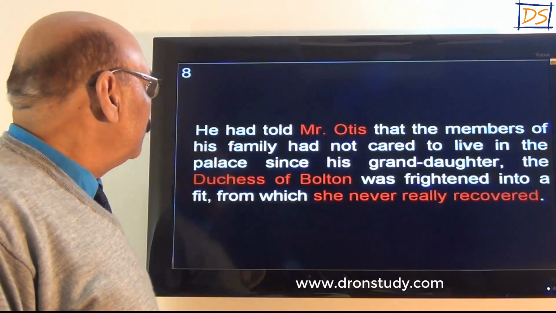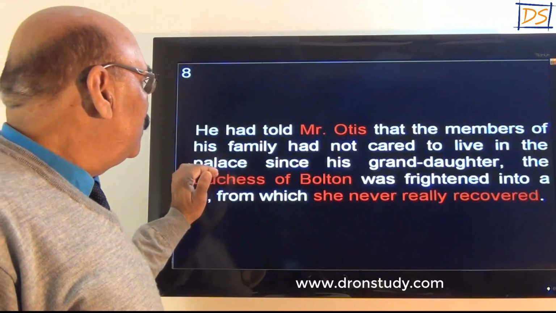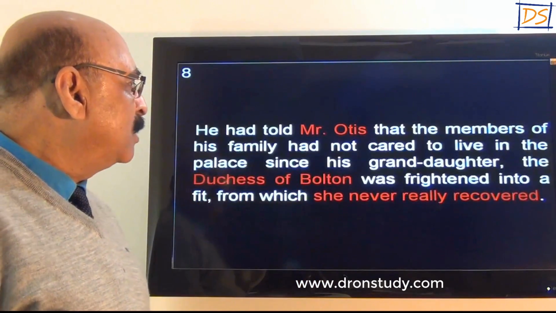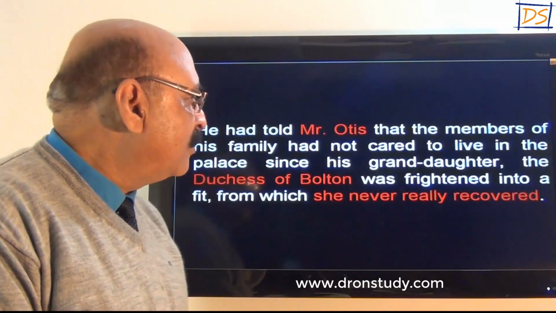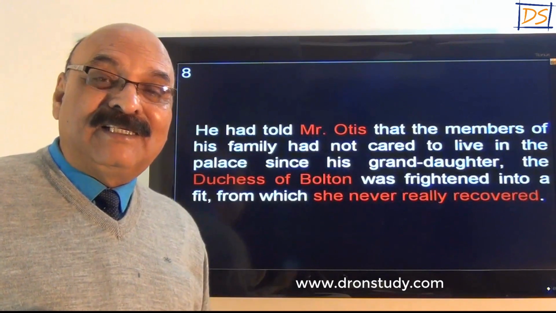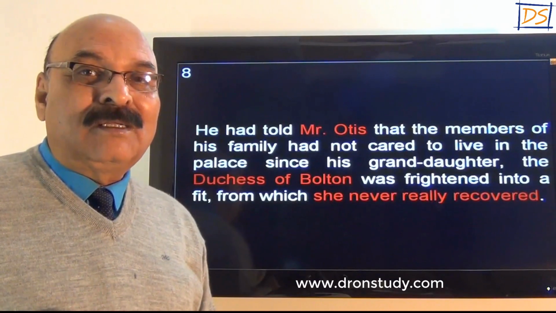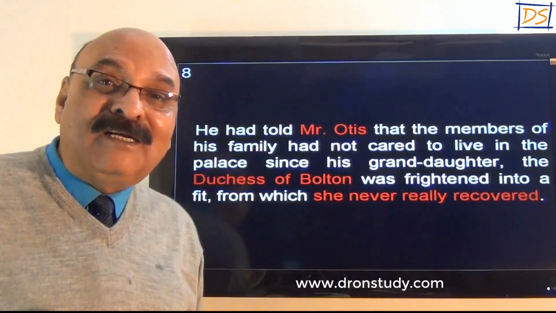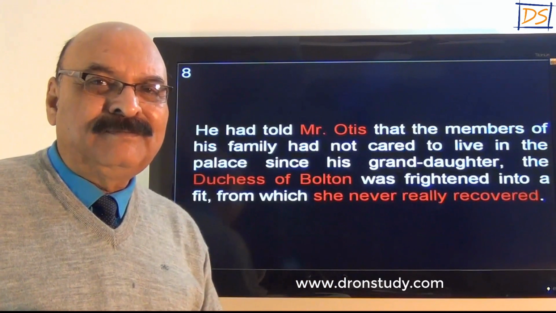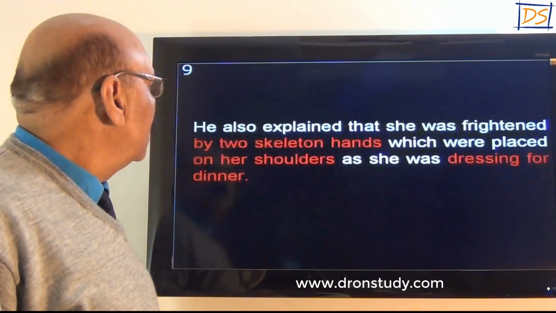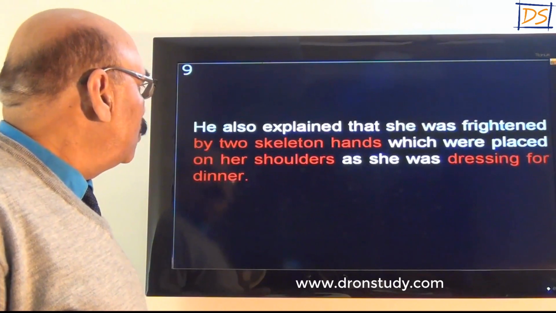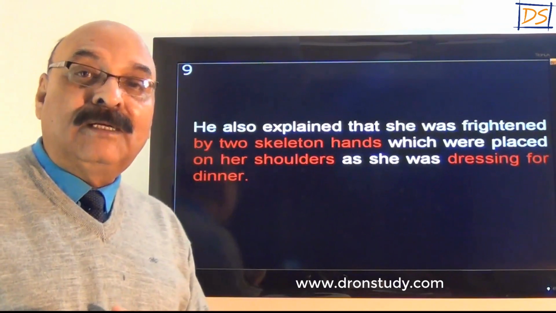He had told Mr. Otis that the members of the family had not cared to live in the place since his granddaughter, the Duchess of Bolton, was frightened into a fit from which she never really recovered. Lord Canterville told him that his family is not living in that house since the day when his granddaughter was frightened into a fit, and she didn't come out of that fit since that day. So nobody lives there. He also explained that she was frightened by two skeleton hands which were placed on her shoulders as she was dressing for dinner.